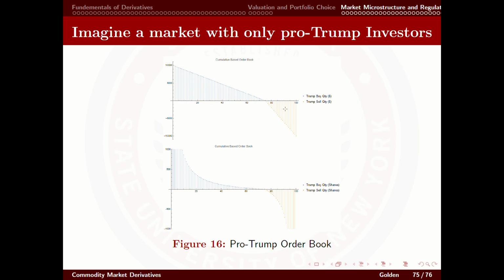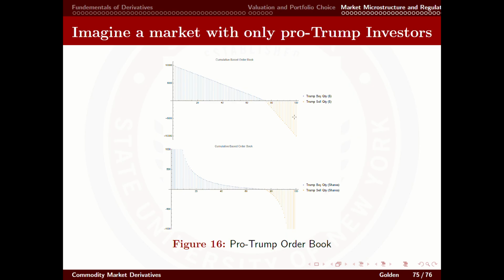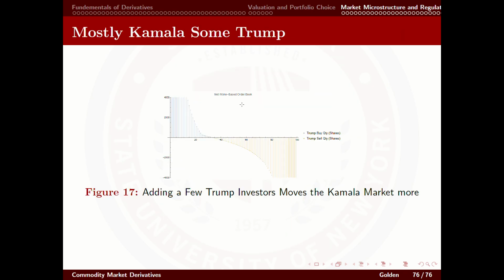pro-Trump order book, and so they really think Trump is going to win. They think that Trump is going to become the president, so they are willing to do the exact opposite trade. They're willing to buy Trump becoming president at anywhere below 75% odds. They think it's really probable. But there's mostly Kamala investors and some Trump investors.